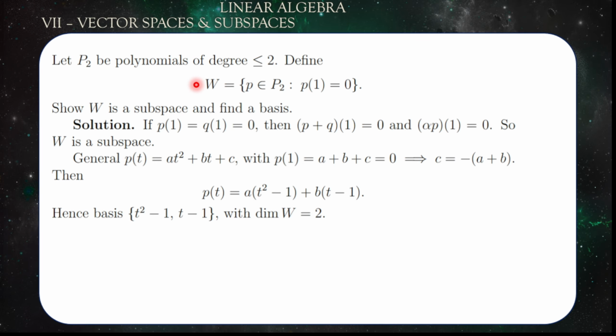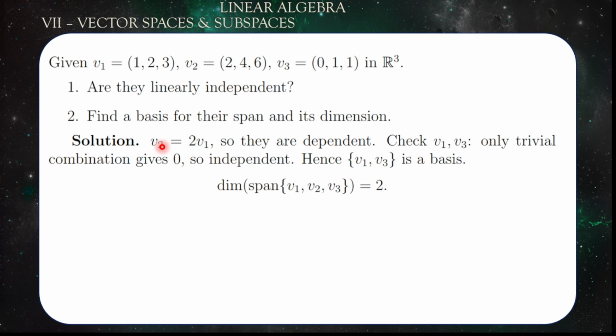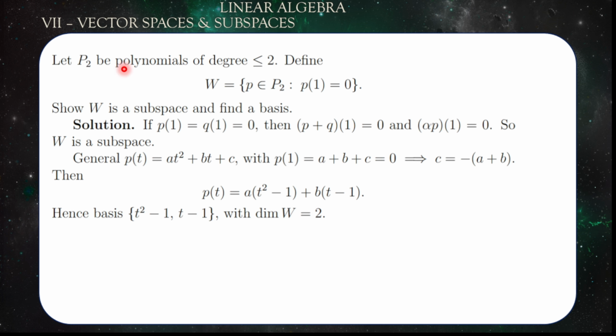Now, let P2 be polynomials of degree less than or equal to 2. Okay, that's another exercise, I think. We might not have completely finished the first part, the basis for the span. Oh yeah, we've already found the basis. Great. Now, let P2 be polynomials of degree less than or equal to 2. Define W equal to the set of P in P2 such that P(1) equals 0. Show W is a subspace and find a basis.